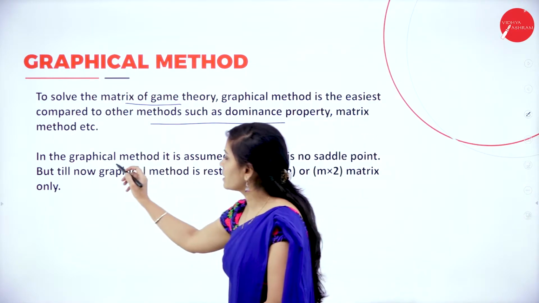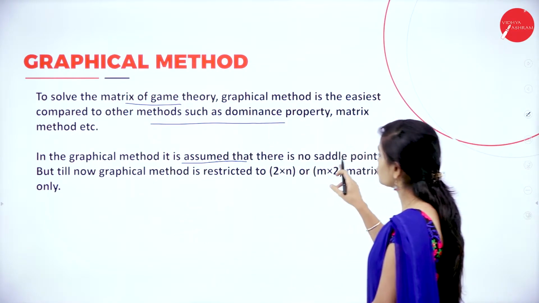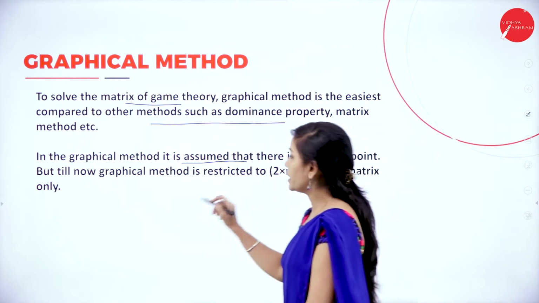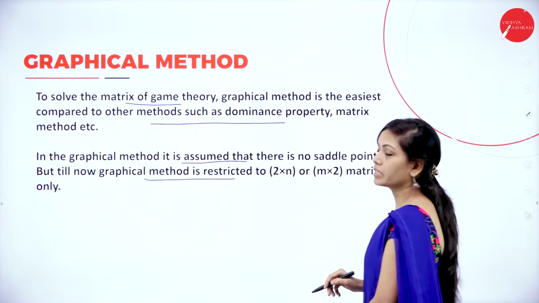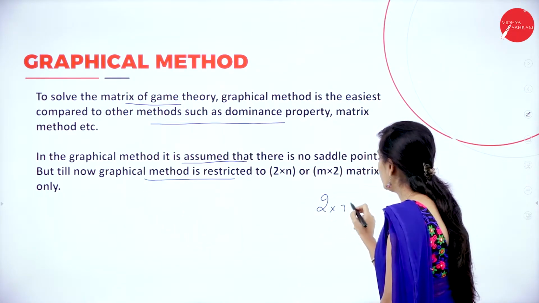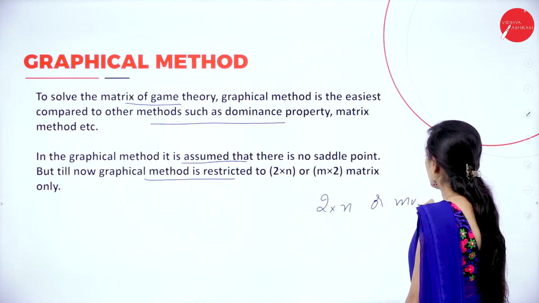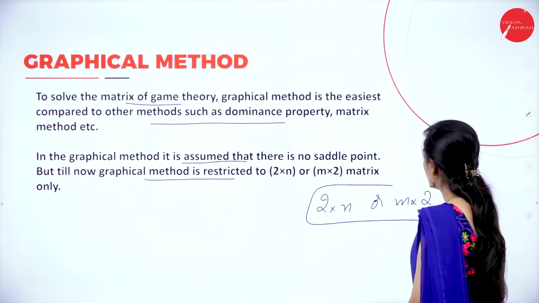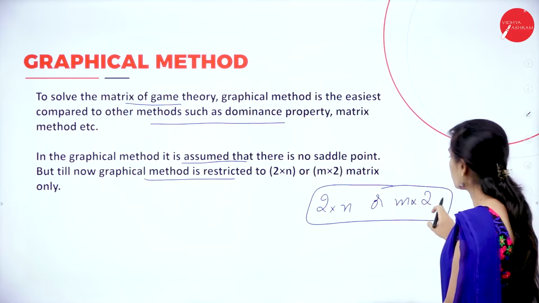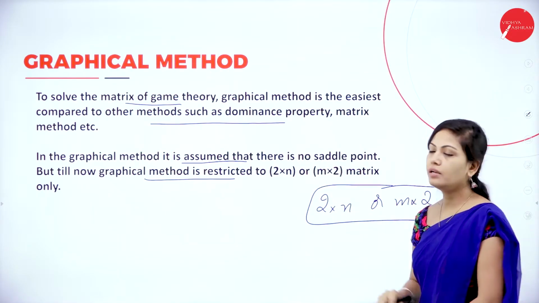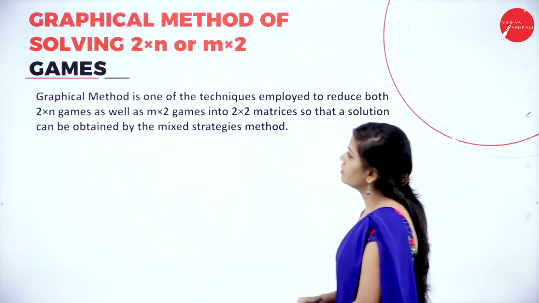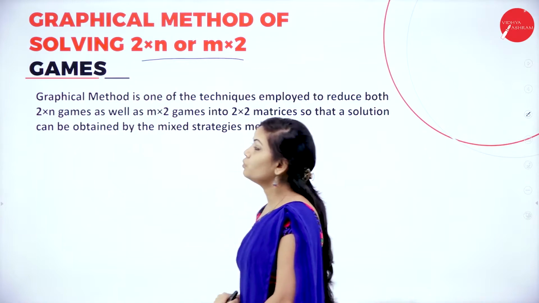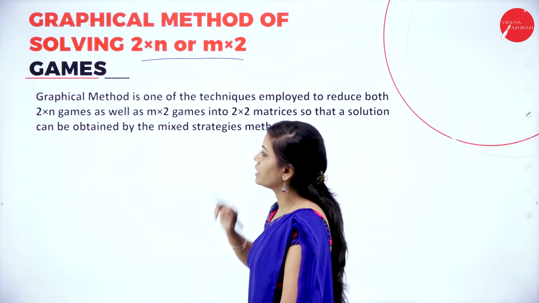Clear? And in the graphical method, it is assumed that there is no saddle point. Here also, we will not get the saddle point, but till now, graphical method is restricted to 2 cross n or m cross 2 matrix only. So, we can use this 2 cross n matrix and m cross 2 matrix method in graphical method. So, here graphical method of solving 2 cross n or m cross 2 matrix. So, first method is 2 cross n matrix.